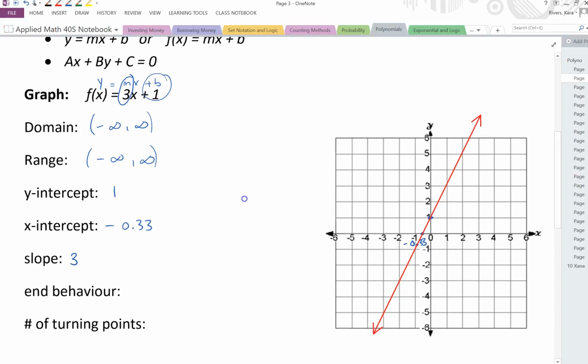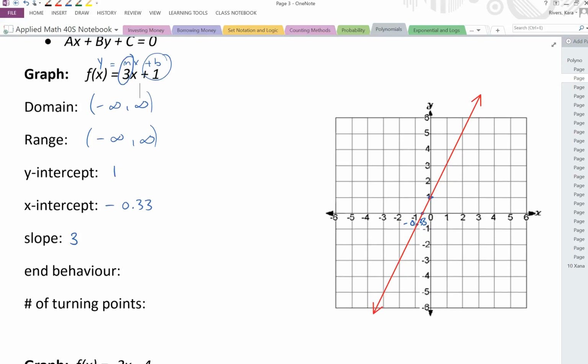The end behavior, what quadrant are we starting in? Well, we always read from left to right. So we can see that this graph is going from quadrant 3 to quadrant 1. Now, if the Roman numerals are really bugging you, you could probably put a 3 and a 1 in there instead of the Roman numerals, which is fine. But recognizing that we're going from 3 to 1 is the important part. And again, because there's no turning points here, we would just write none.